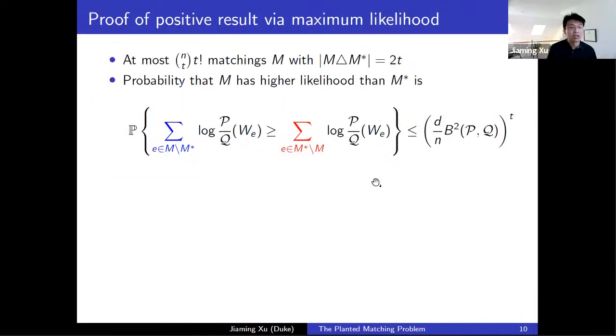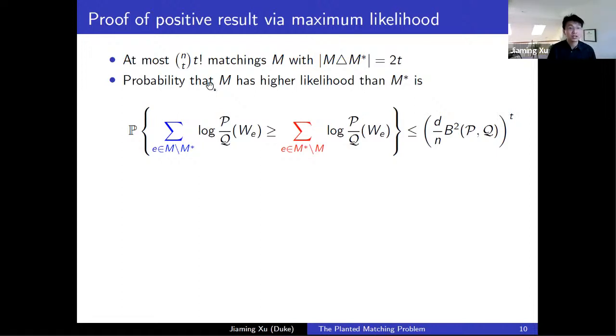Let me start with the analysis of the positive result. In particular, we are going to consider the maximum likelihood estimation. Remember, we want to show the maximum likelihood estimator is close to the true matching. In other words, it suffices to show that for all the matchings that are far away from the true matching, the likelihood is lower than that of the true matching. We do that in 2 steps. We first focus on all the matchings which differ from M star, the true matching, in T edges. We can count how many there are: at most n choose T times T factorial, because you have T edges that differ, so you can choose n choose T, and then for all these differing edges, you can consider a random permutation, so you have T factorial.